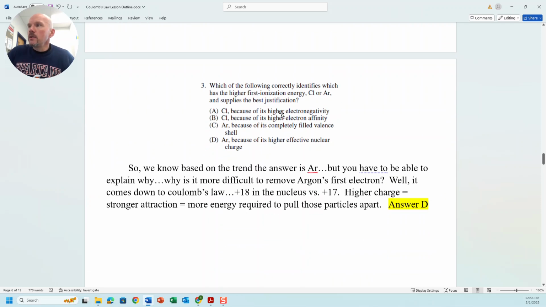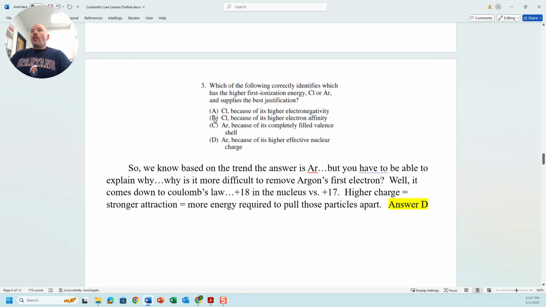So let's keep on rolling. Okay. So this is just asking, which of the following correctly identifies which of them have a higher first ionization energy and why. Okay, so just based on trend, we should know that argon is further to the right than chlorine when we look at a periodic table. So argon has the higher first ionization energy. So we know A and B are incorrect.